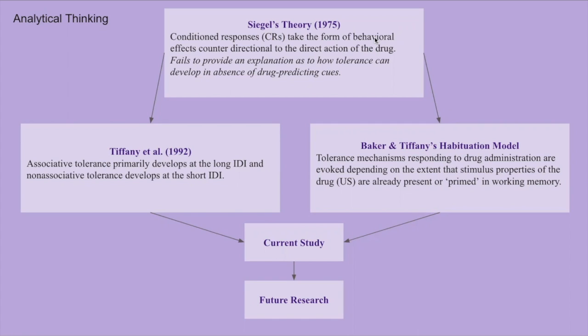Later research, including research published by Tiffany in 1992 and the Baker and Tiffany habituation model, examined tolerance as a process that contains associative and non-associative characteristics. A major strength of this paper is that the findings are consistent with those of Tiffany et al. in 1992 and offer support for the Baker and Tiffany habituation model of drug tolerance.